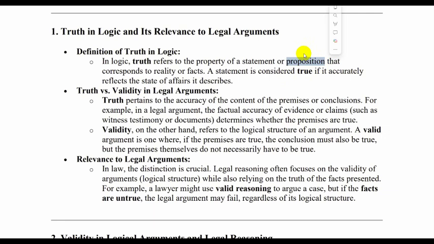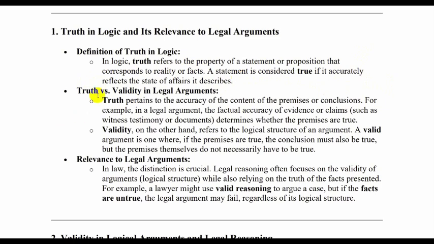For example, I am 6 feet tall. It is either true or it is false. So that is a proposition. So in logic, truth refers to the property of a statement or proposition that corresponds to reality or facts. A statement is considered true if it accurately reflects the state of affairs it describes. As I explained earlier with an example, it is the same thing.